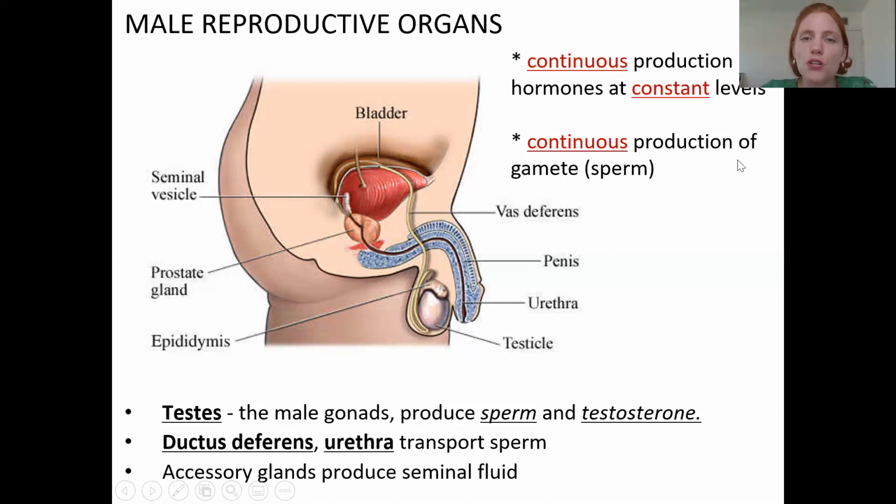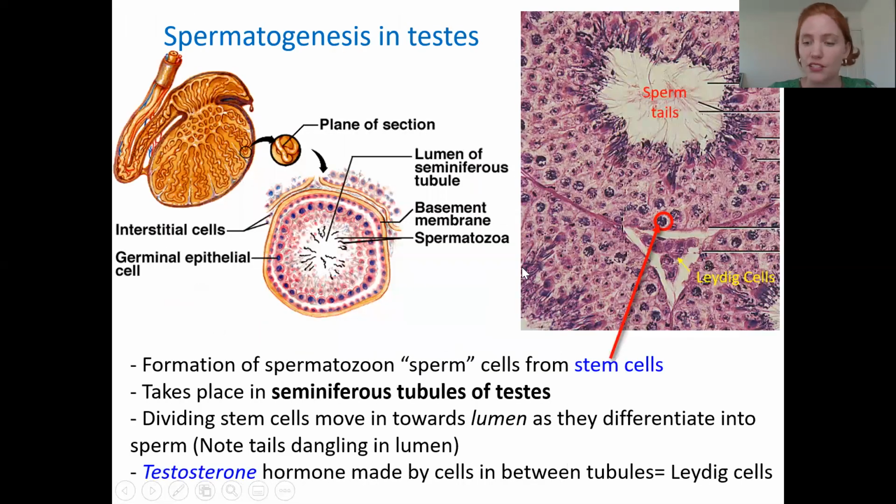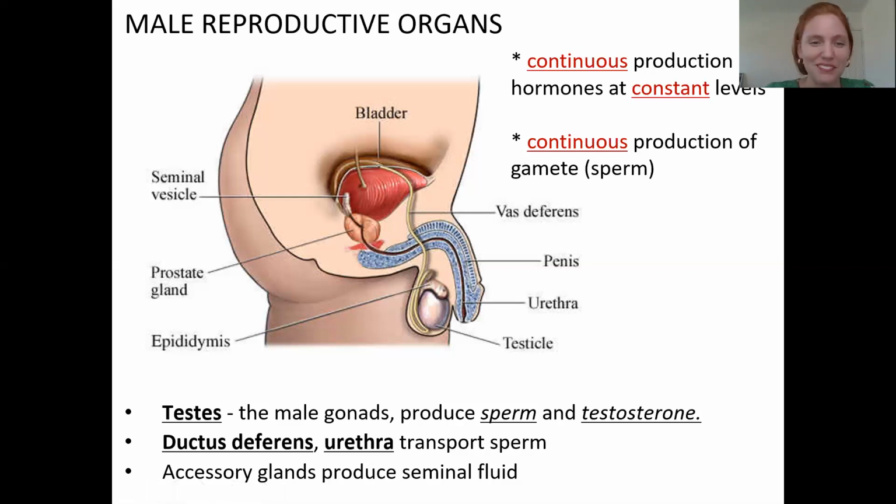One thing that's important to understand is that both the endocrine and the exocrine products, so both the sperm and the testosterone, are going to be produced and secreted in continuous, constant levels. They're going to be held at a fairly consistent level through adulthood, from puberty through most of adulthood. That's not going to be the case for women.